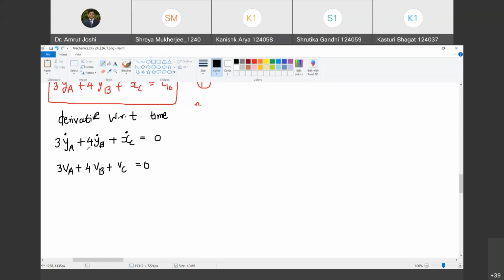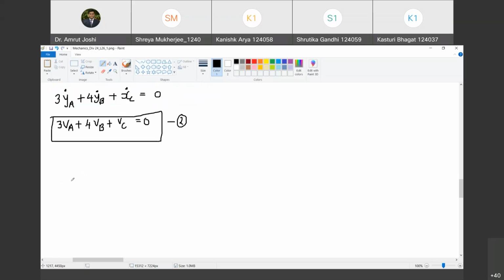Are you with me? Yes, sir. Now, if we differentiate this, I will call this equation as 2. If I differentiate this equation once more, what do I get? 3 times acceleration of block A plus 4 times acceleration of block B plus acceleration of block C must be equal to 0. Happy? Yes, sir. And this is equation number 3.